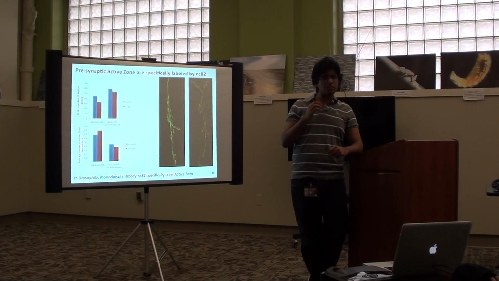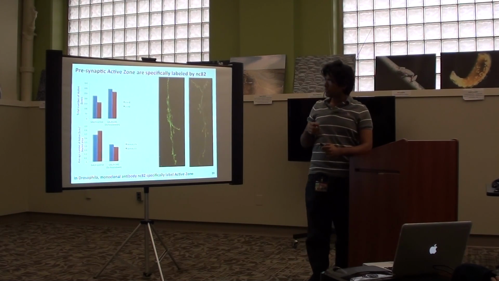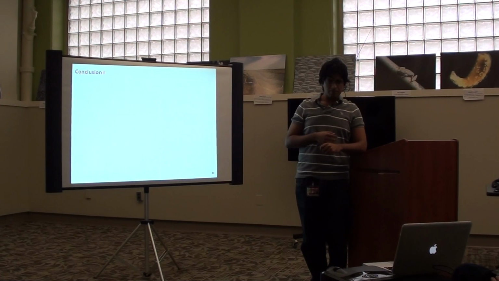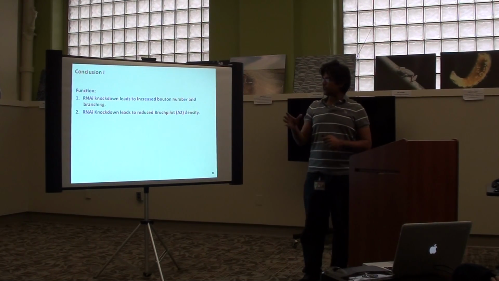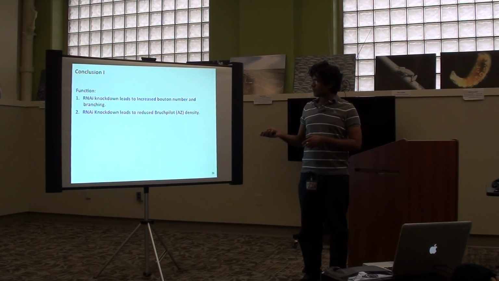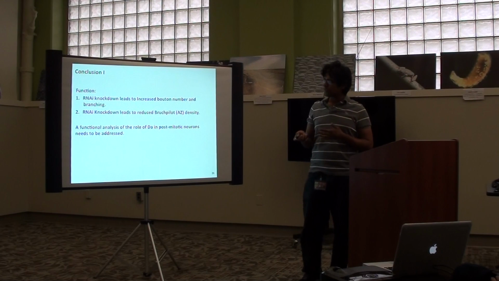We also looked at these docking centers called the active zone, and we see a reduction with a knockdown of Daughterless. So the two effects that we see are a reduced number of active zones and an increased number of boutons and branching.